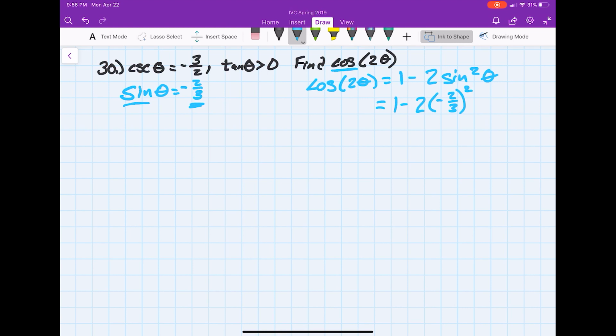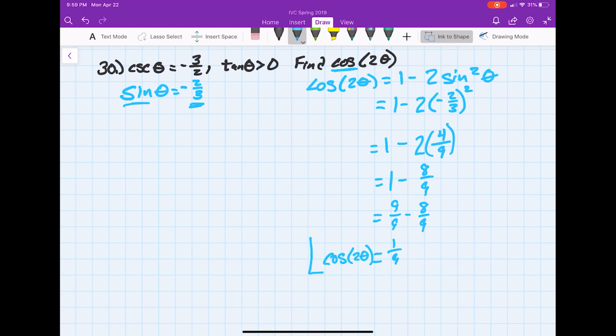Now we just got to square this, which a negative times a negative is going to be a positive. So we'll have 4 over 9, and that'll be times 2. And of course, 1 minus that. So 2 times 4 over 9, that's going to be 1 minus 8 over 9. Then the 1 needs to become a 9 over 9 minus 8 over 9, which is going to give us 1 over 9. So 1/9 is the value we're looking for here. So there you go. That's that one. Quick and dirty. Pretty easy.